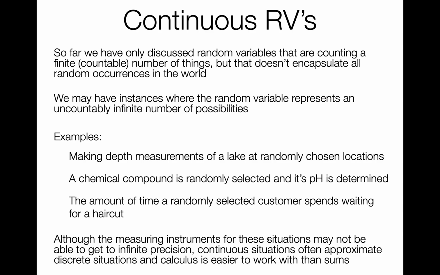Although with measuring instruments for these situations we can't get to the infinite precision that we want, continuous situations often approximate those discrete situations, which means that they do a good enough job. And it turns out that what we're going to use to find probability in continuous situations is calculus, and calculus is often easier to work with than sums. So basically we're going to do a good enough job with continuous situations because it's easier to work with them.